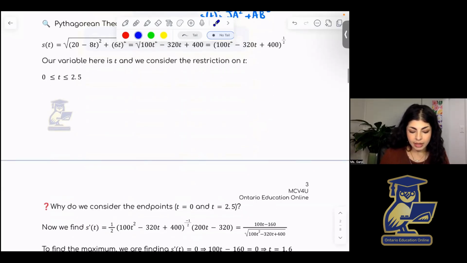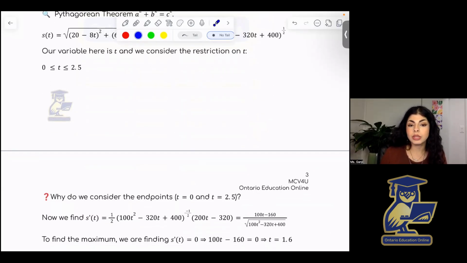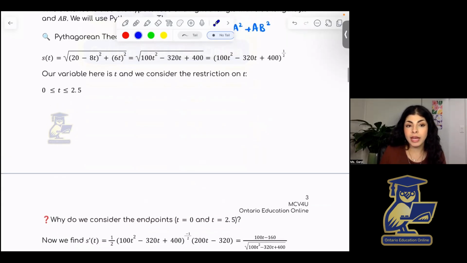And so exactly, why do we consider the endpoints, t is equal to 0 and t is equal to 2.5? Again, it's because in this context, we do have S of t defined for those values, and it would make sense. They could be the values for which the distance between Isabella and Alec is the least amount of distance.